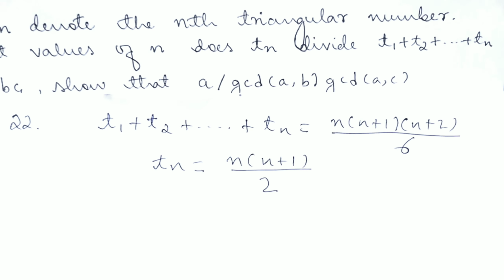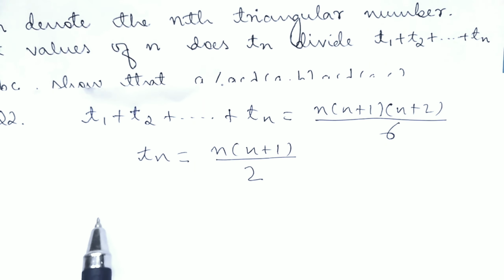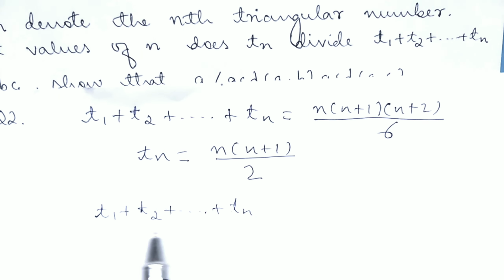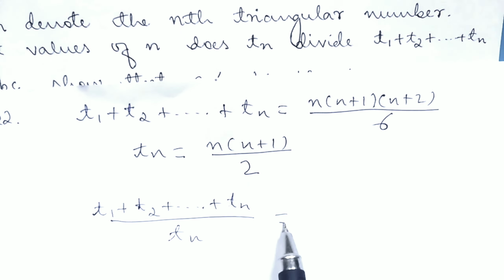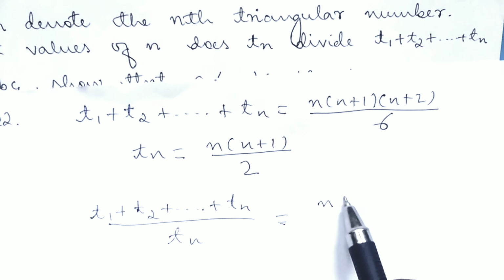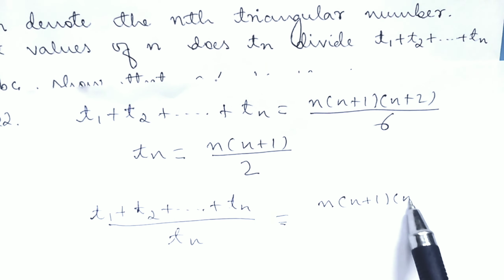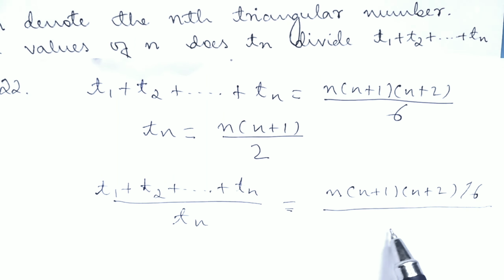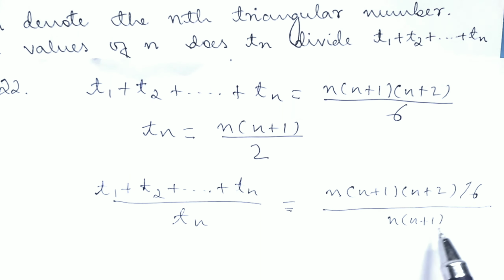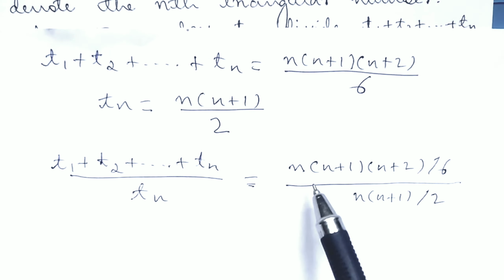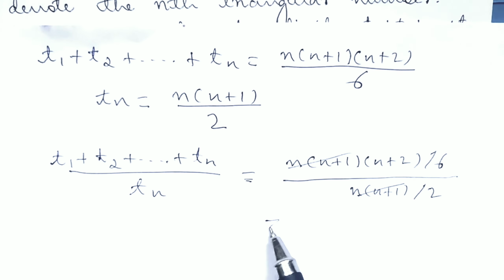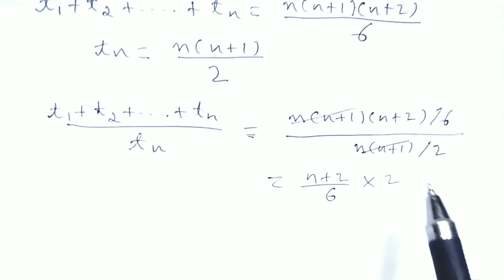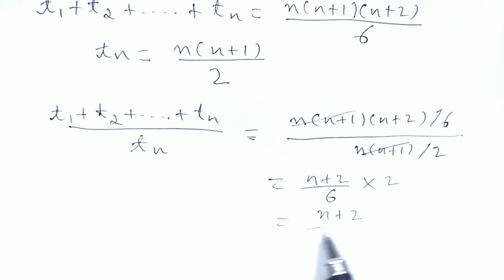So here let's divide T1 plus T2 plus ... plus Tn by Tn. So we have n times (n plus 1)(n plus 2) by 6, divided by n times (n plus 1) by 2. So these get cancelled. We have (n plus 2) by 6 times 2, which is (n plus 2) by 3.